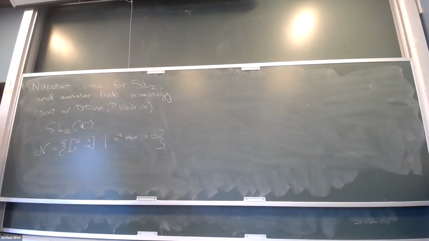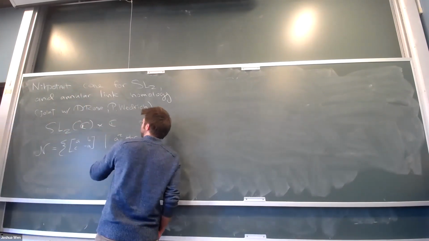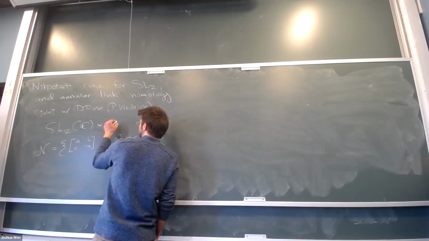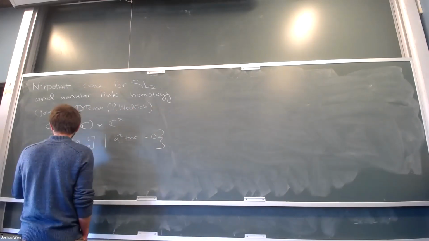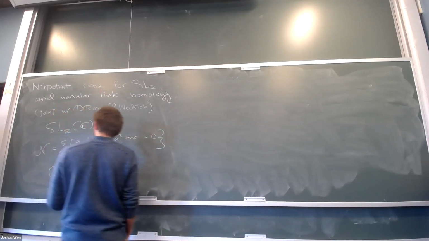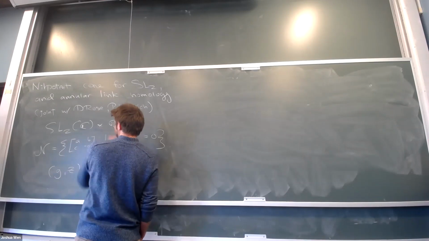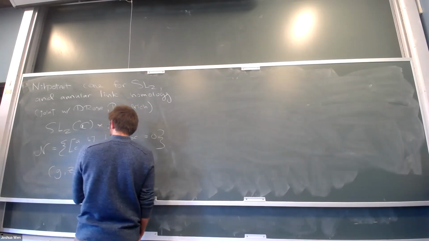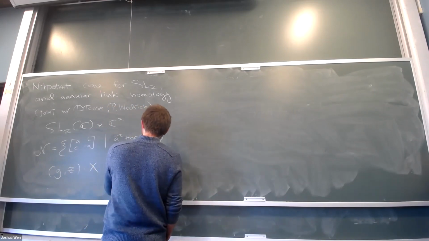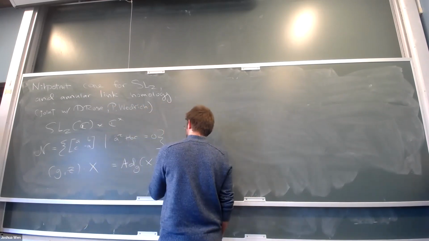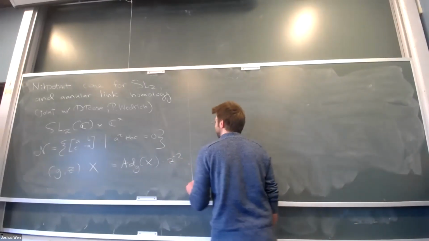There is a group acting on this variety, namely not only SL2, which acts by conjugation, but C star, which acts by rescaling. To be specific, if g is an element of SL2 and z is an element of C star, then the action on a nilpotent matrix would be conjugation times z to the negative 2.